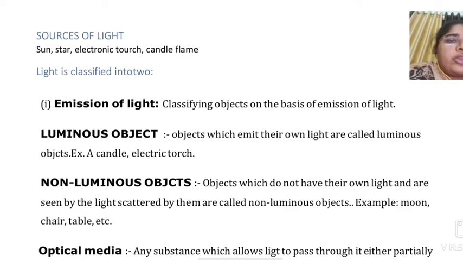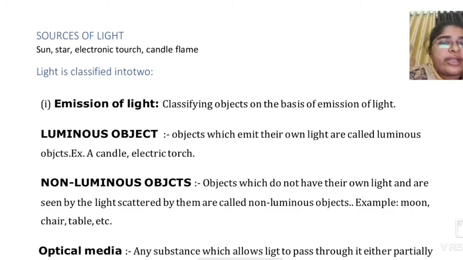Next are non-luminous objects. These are objects which do not have their own light and are seen by the light scattered by them. It means some objects have no light of their own, but they are visible through another luminous object. For example, our moon has no light of its own, but it is visible through sunlight. That's why the moon is a non-luminous object.